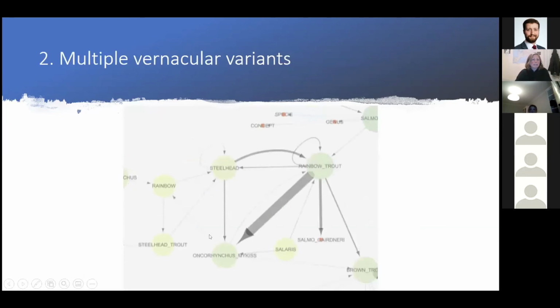And this leads quite well into the multiple vernacular variants, because what I found is there were many vernacular variants, and particularly in this case with Oncorhynchus mykiss, both rainbow trout and steelhead, or steelhead trout, or variants of this were very common. And I was interested to see whether there was any difference in meaning. Was it that different authors were perhaps using them, or were they used concurrently? Maybe they had some other sort of nuance in meaning.